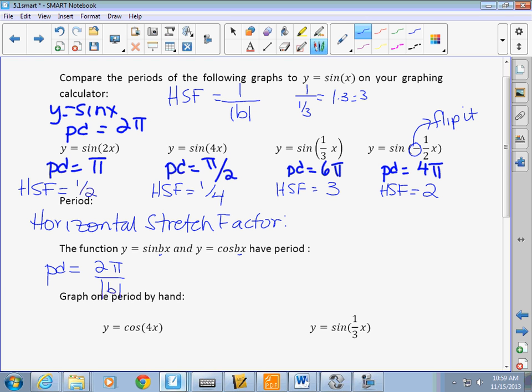And if you're dealing in radians, in pi, then in degrees it would just be 360 over the absolute value of b. Most of what we're going to be dealing with will be radians, using the pi's, not once you get into the higher maths.